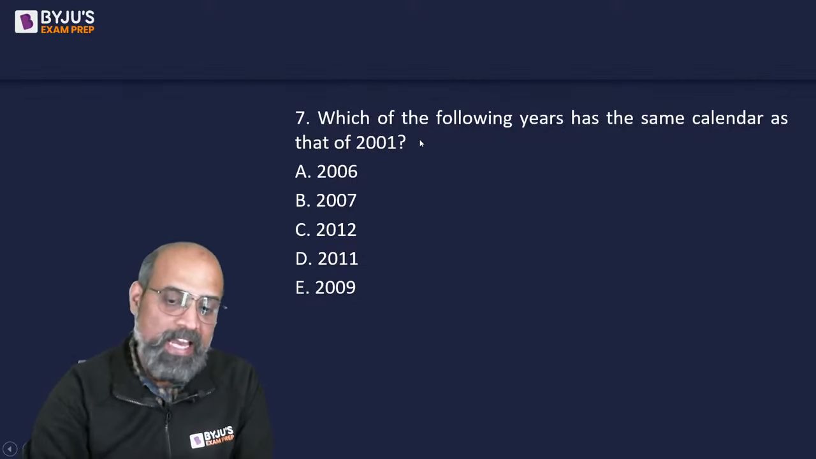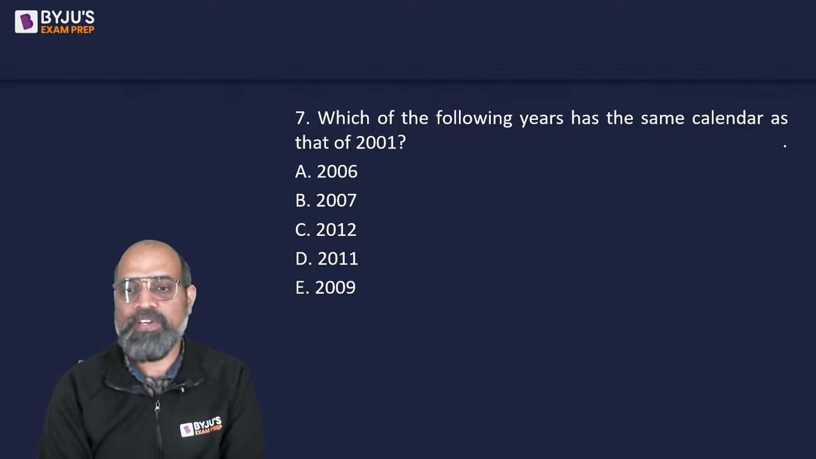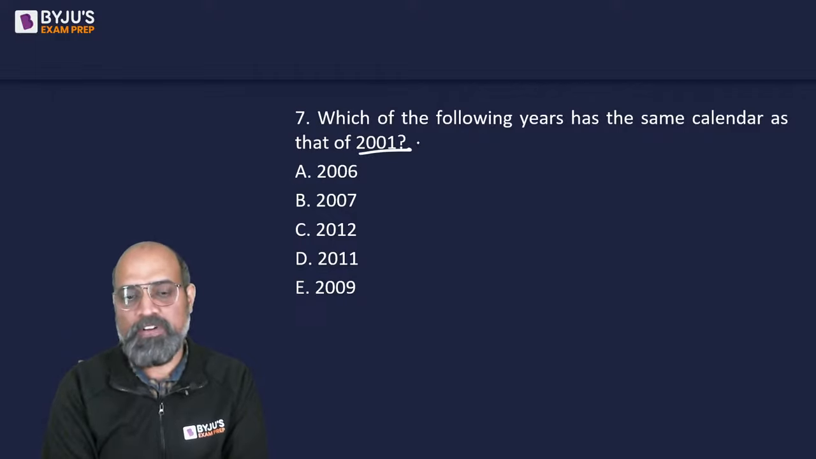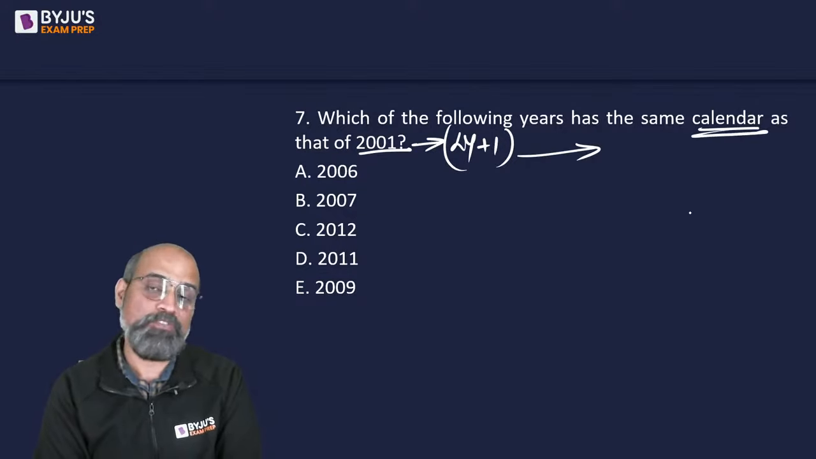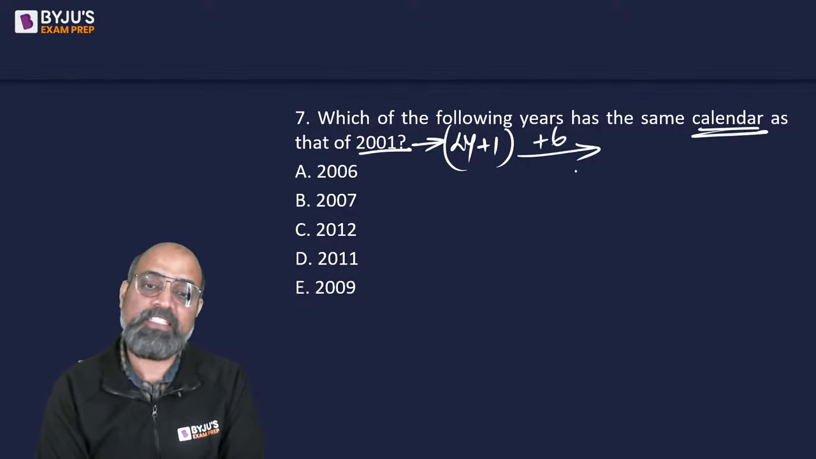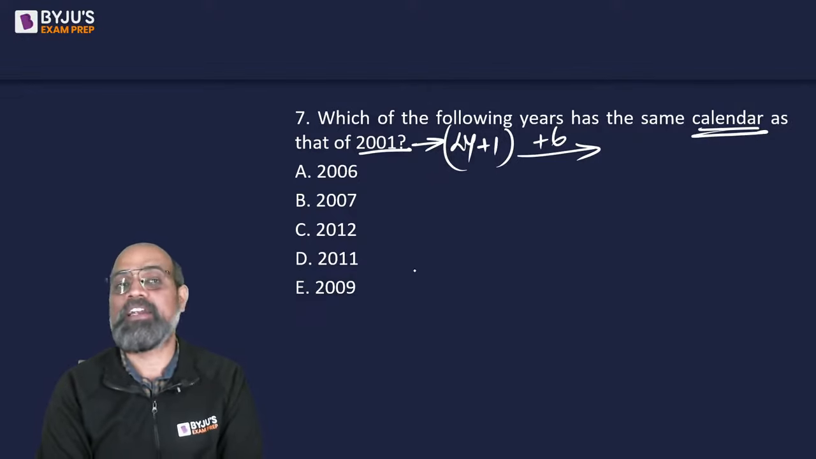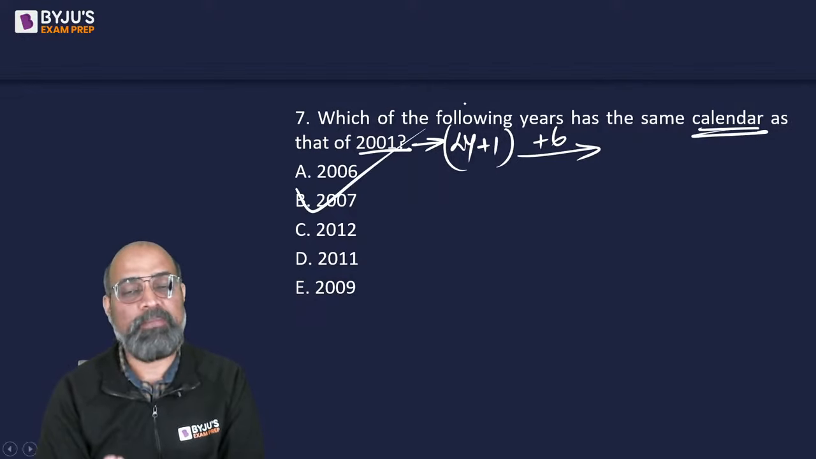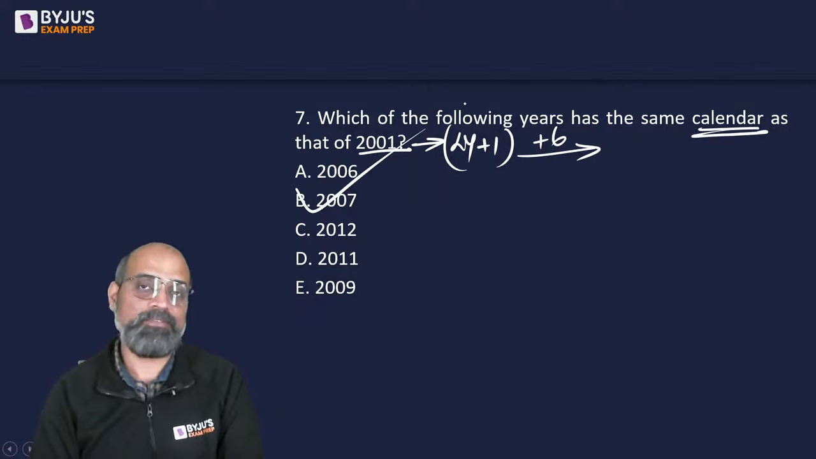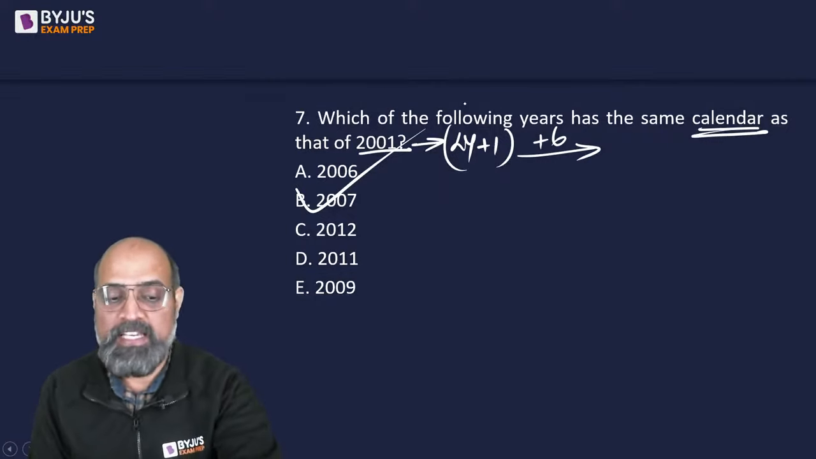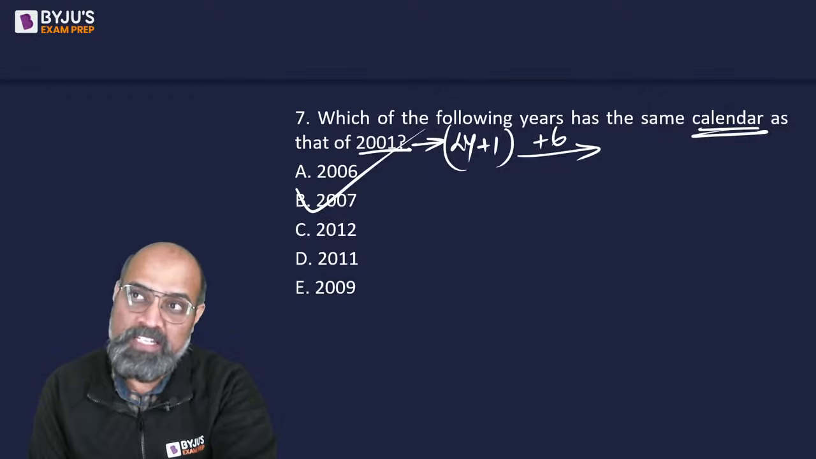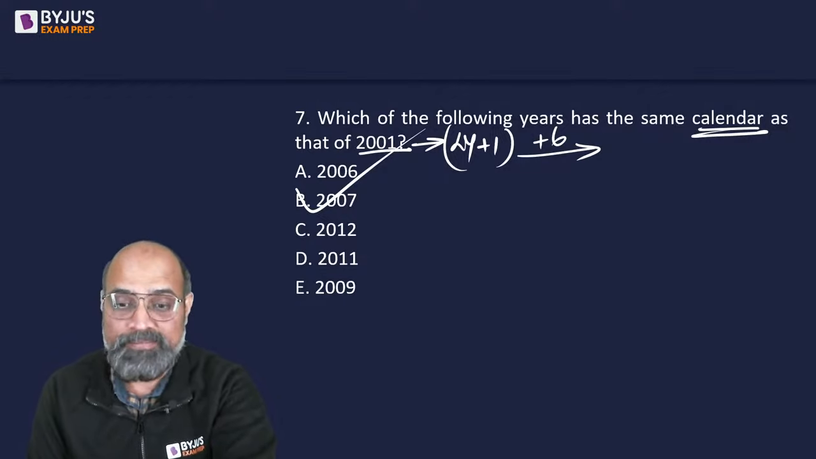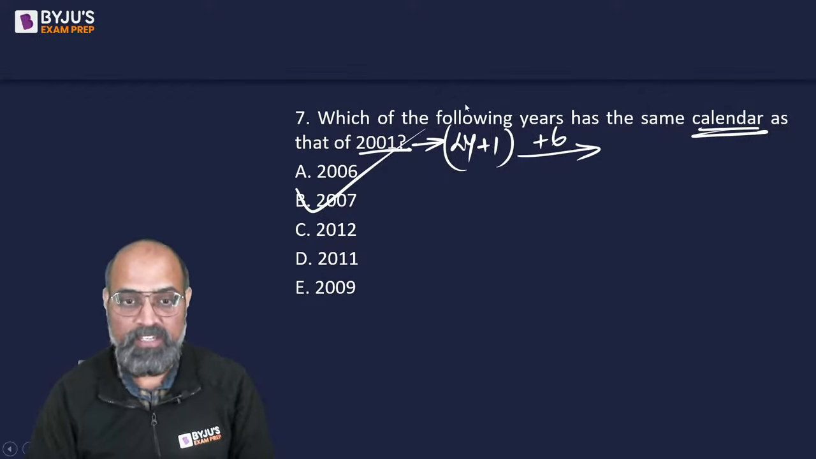Okay, next one. Calendar repetition. Which of the following years has the same calendar as that of 2001? 2001 is a year which is one more than a leap year. For one more than a leap year, calendar repetition happens after how many years? It happens after 6 years. So 2001 ka calendar, 6 years later, 2007 mein. So we say that the calendar of the year 2001 and the calendar of the year 2007 are going to be exactly the same. Okay.